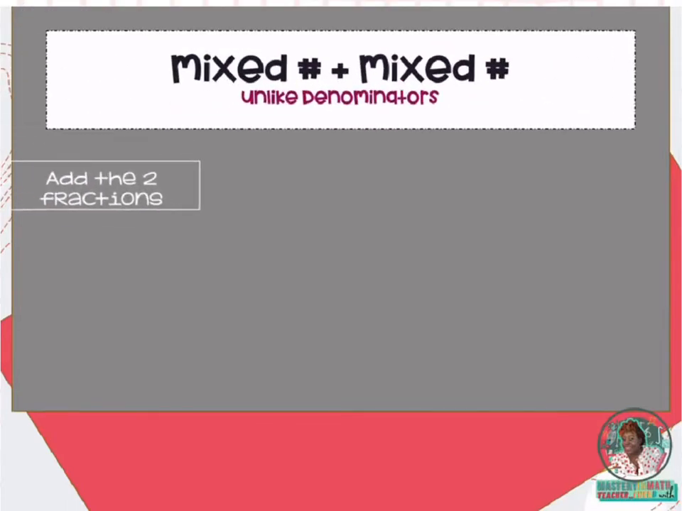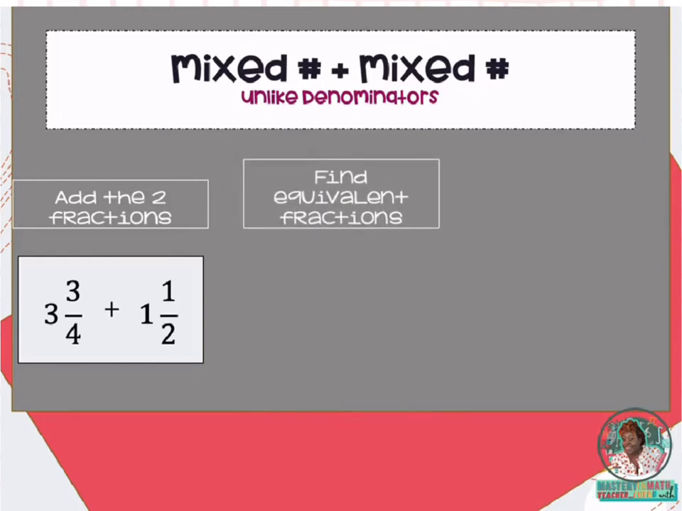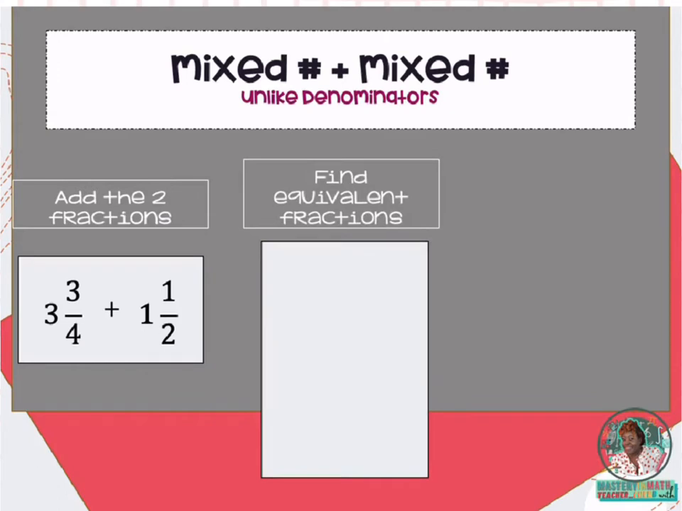We're still working with unlike denominators, which means that the denominators are different. You have 3 3/4 plus 1 1/2. Find equivalent fractions. Always work with your fractions first. You have 3/4 and you have 1/2.